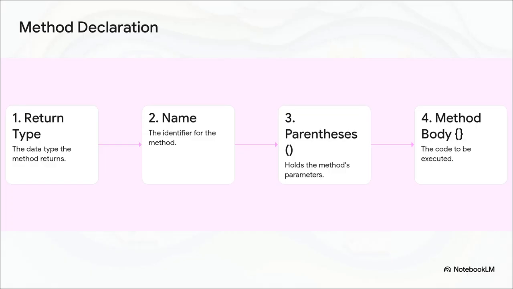And here's the thing about methods. They're very structured. To build one, you need these four specific parts. You've got the return type, which is just what kind of information it gives back. The name, of course, so we know what it is. The parentheses, which hold any info it needs to do its job. And finally, the method body. Inside those curly braces, that's where all the action actually happens.